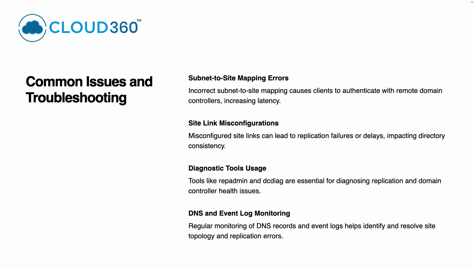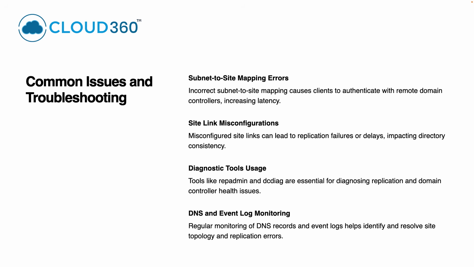Troubleshooting issues related to the ADDS sites and subnets requires a systematic approach. One common problem is the incorrect subnet to site mapping, which can cause clients to authenticate with remote domain controllers that will lead to increased latency. Misconfigured site links may result in replication failures or delays. It can affect the directory's consistency. Clients may also experience logon issues if domain controllers are not properly placed within the sites.